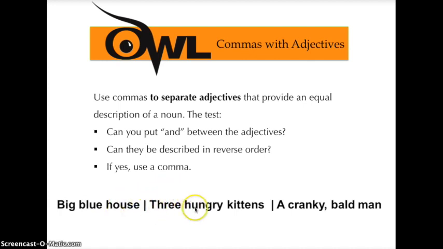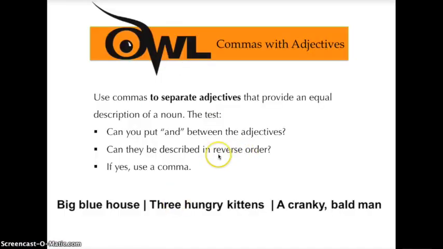3 hungry kittens. Can we say 3 and hungry kittens? A cranky, comma, bald man. Can we use an and here? A cranky and bald man. Yes. So we use a comma.